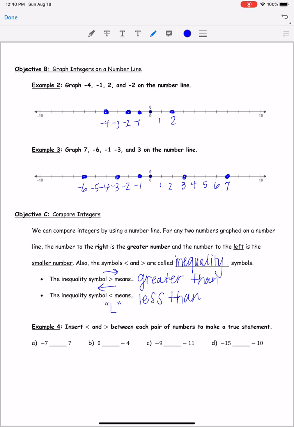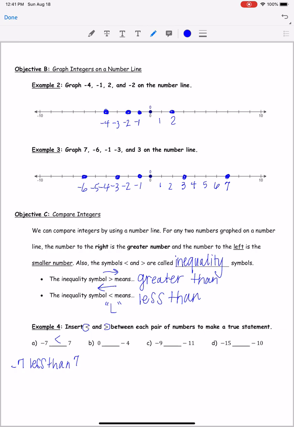Insert your less than and greater than symbol between each pair to make a true statement. I've always been taught to treat these like a Pac-Man, and your Pac-Man wants to eat the bigger number. Okay, so in A, we've got -7, we've got +7. Well, which one is a bigger number? That's going to be your +7. So we're going to eat the bigger number. And so then this reads, -7 is less than 7, which is a true statement.